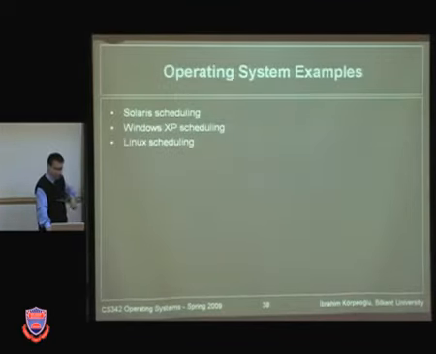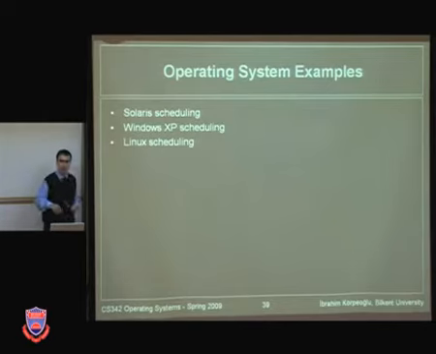So now let's look at some operating system examples very briefly. We will not look at Solaris and Windows XP scheduling, so you can read them from the book. We will briefly look at the Linux scheduling, okay?